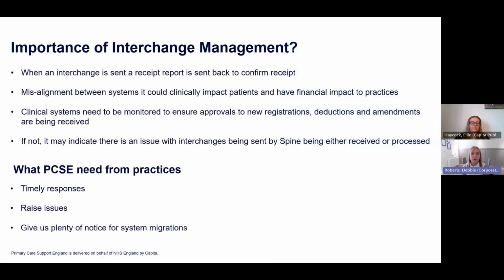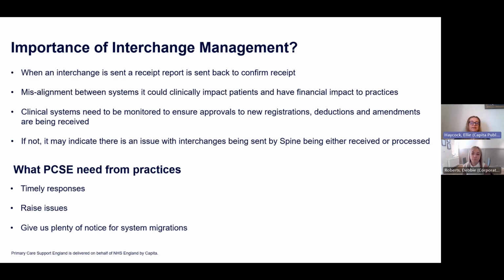Thanks, Ellie. Would you be able to just discuss the importance of ICM then? So as I just said, there is a loop to ensure that all the data is completed and make sure it's all contained within the system. This is due to keeping the clinical system aligned with the spine and ensuring that you have an audit trail, because that's really important to ensure the data was received correctly on our system and on your system. So as discussed earlier, if there's any misalignment between the systems, it could clinically impact your patients and have financial impact. So it's very important it's corrected.